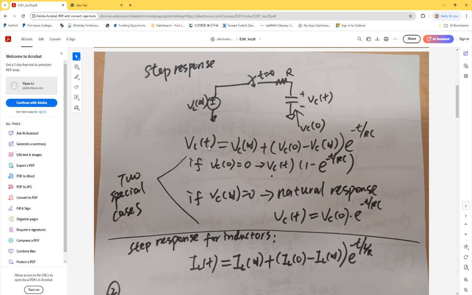That's the second equation you need to remember. You will be allowed to put it on the cheat sheet for the exam, but you should remember this anyway. So VC(t), the voltage across the capacitor, equals the final voltage plus (initial voltage minus the final voltage) times the attenuation factor. Only two equations.